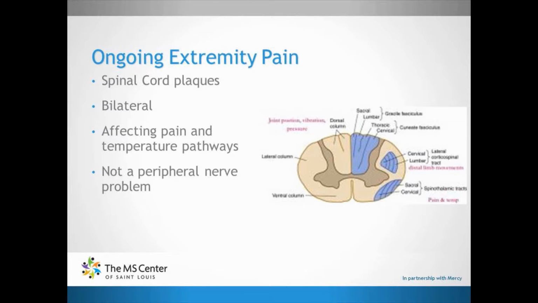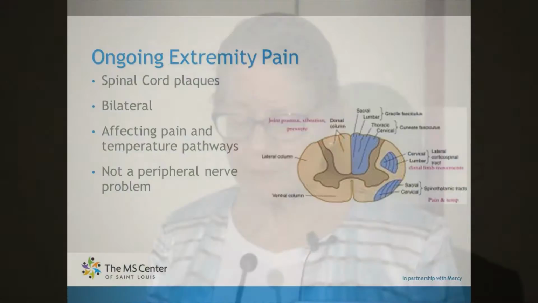This is a little bit of neuroanatomy, but I'm a big proponent for education, so we'll go there. There are pathways in the spinal cord that carry messages for pain and temperature. That's how we feel it. You touch something, it goes up a nerve, into the spinal cord, and up to the brain for processing. That's how you feel pain. So this is not a peripheral nerve problem. It's not a problem of the nerves in the arms and the legs per se. It's a problem in the spinal cord, because MS is a central nervous system disease.